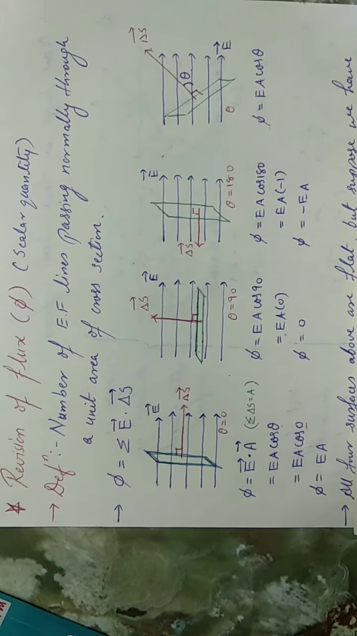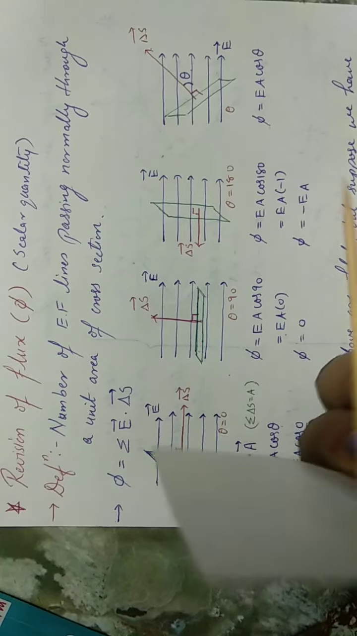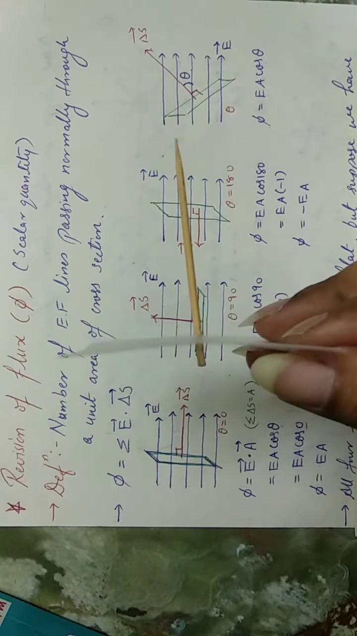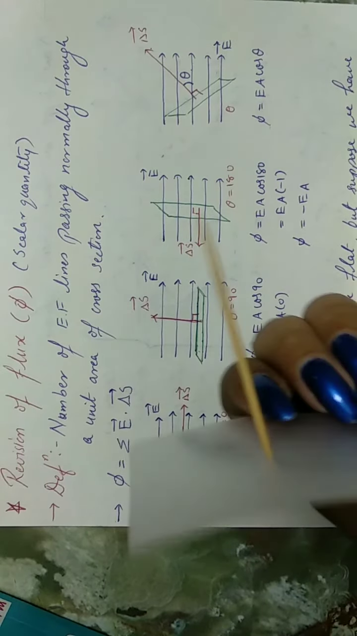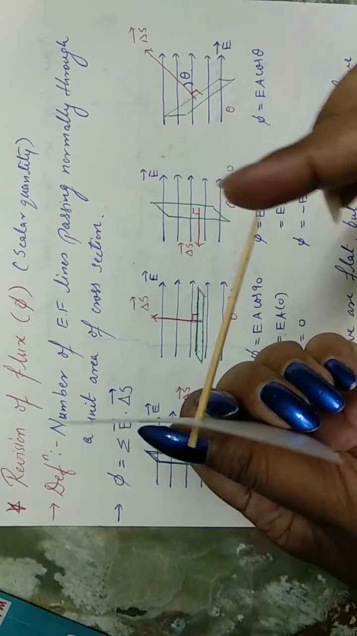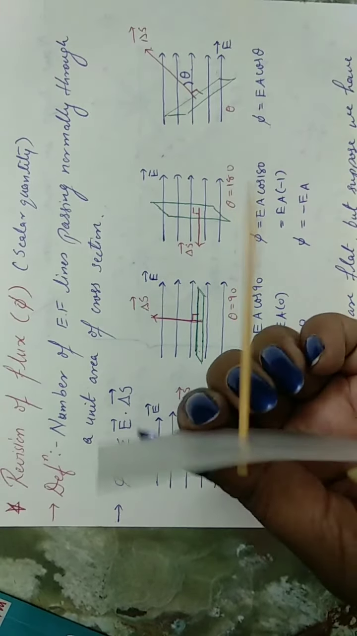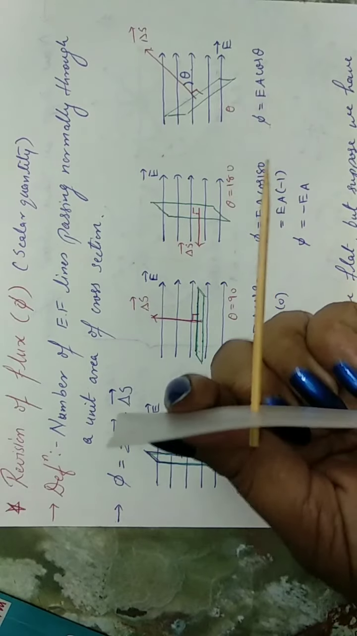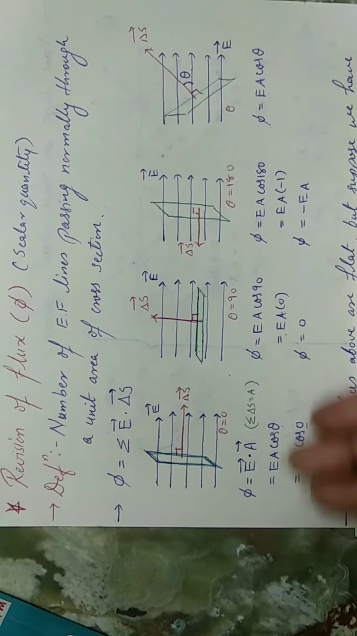Now what was the area vector? Area vector was a vector which was perpendicular to the area. So suppose if this sheet is our area, then this is our area vector which will always be perpendicular to this area. So now we'll calculate flux in all these cases one by one.